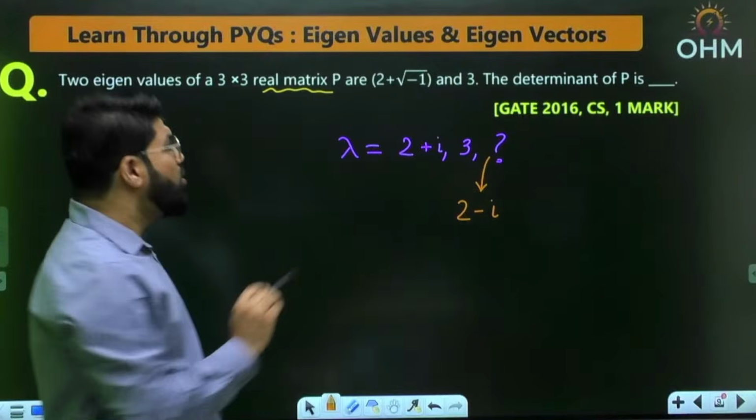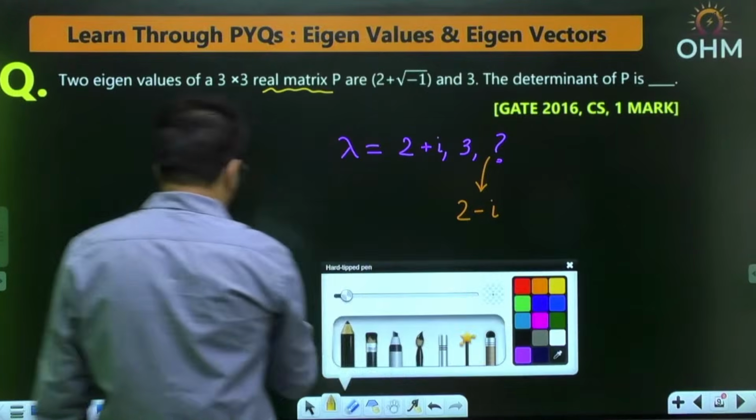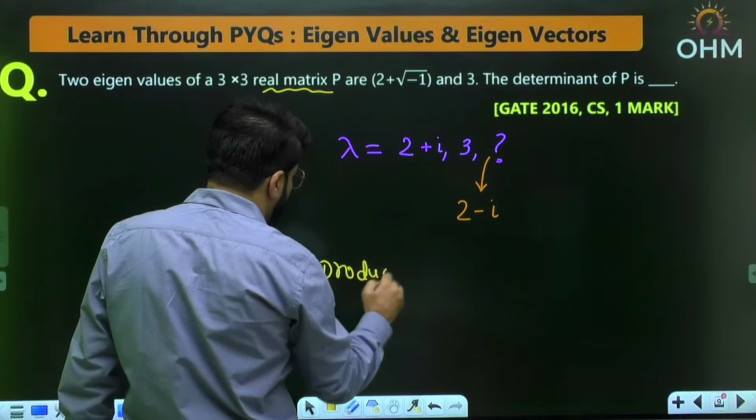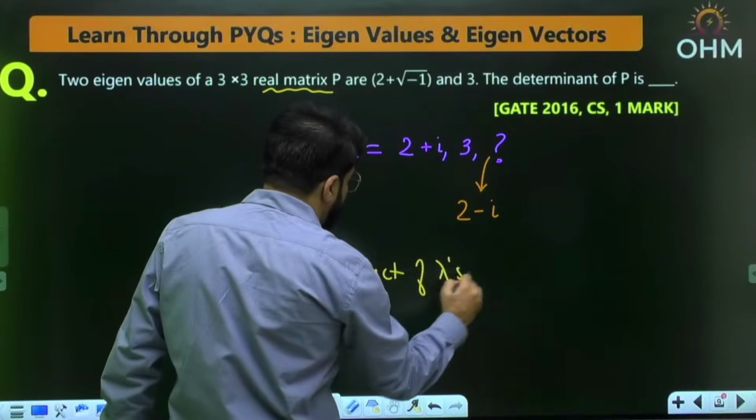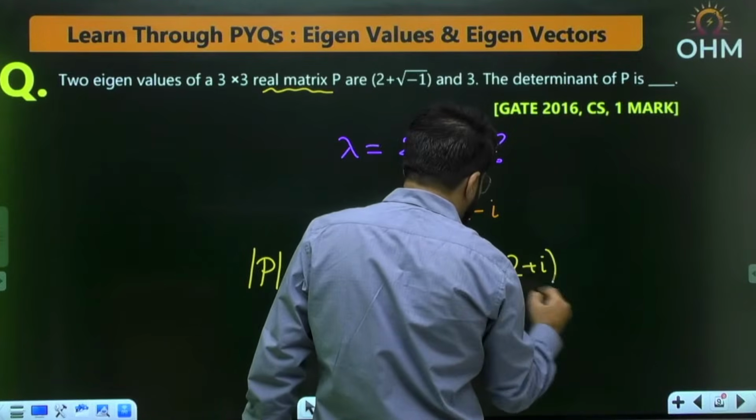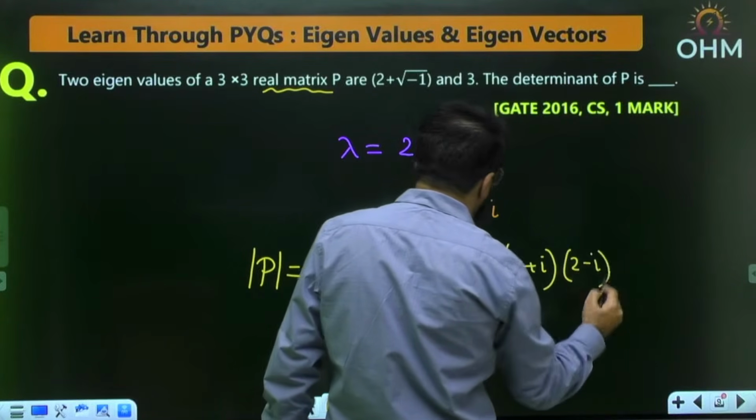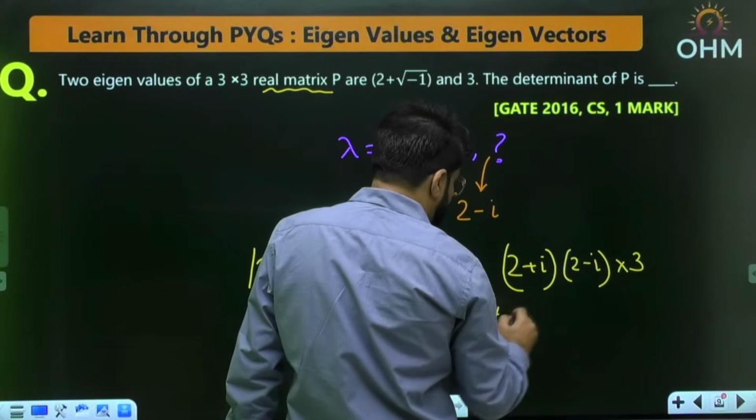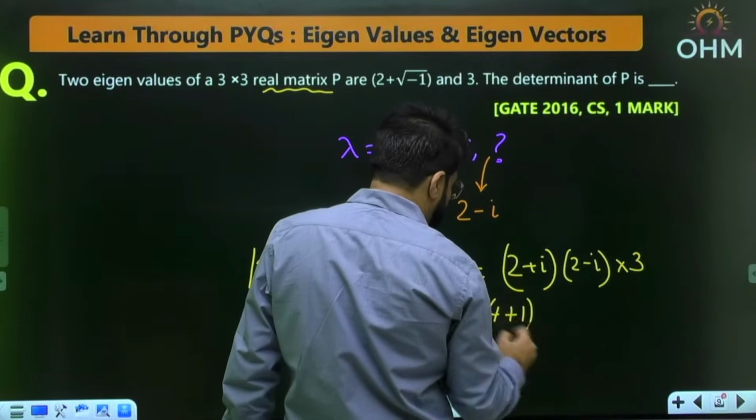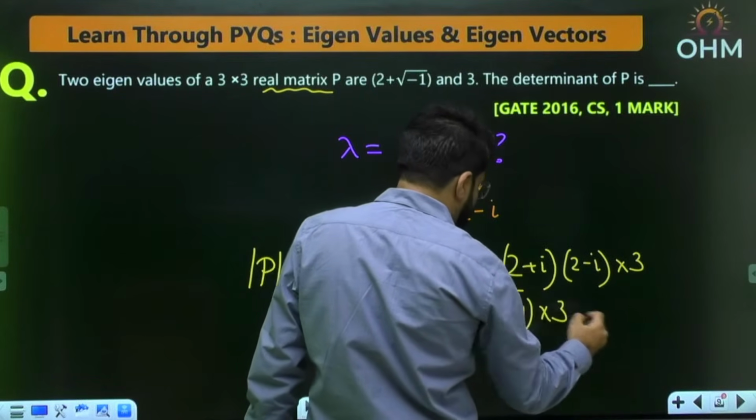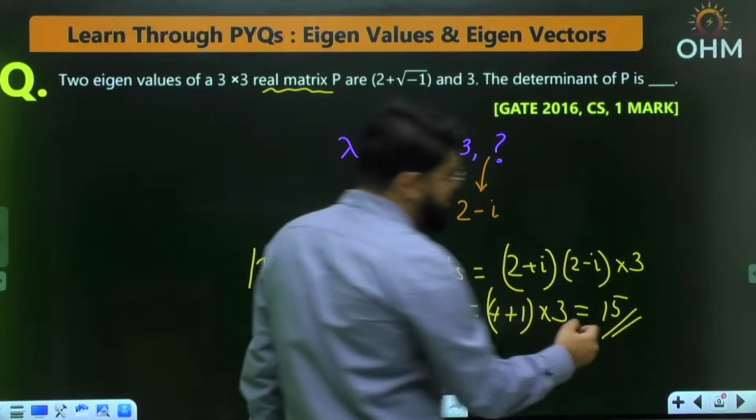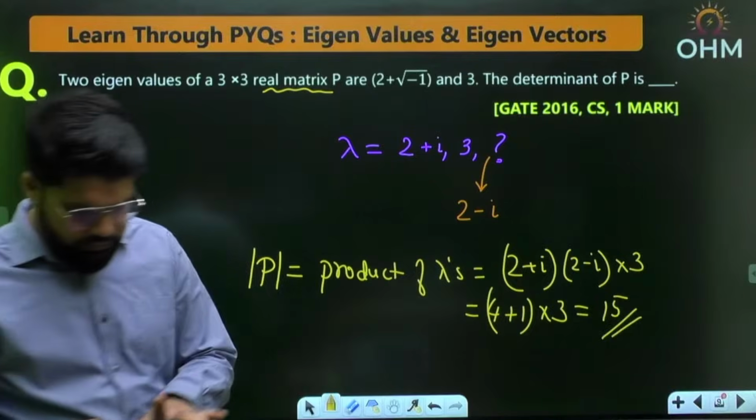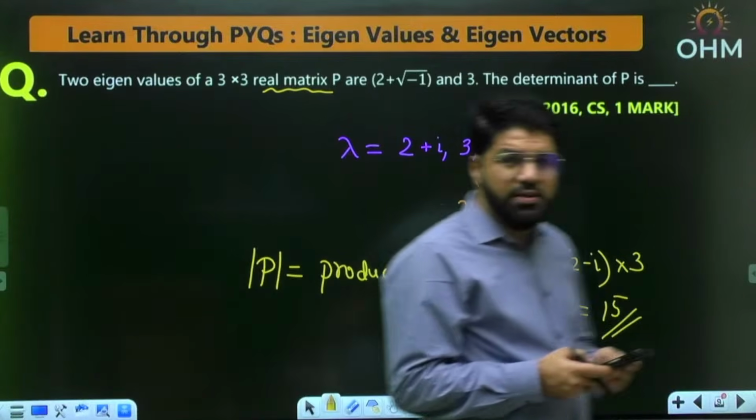Correct? Now, what is the determinant of the matrix P? The determinant of P is related to the product of lambdas, the second property. The product of lambdas is 2 plus i, times 2 minus i, times 3. This becomes 2 squared, 4, minus i squared, so minus minus plus 1, since i squared is minus 1. So 5 into 3, 15 is the correct answer. Yes, Bhanu Prakash, correct. 15 is the very correct answer.